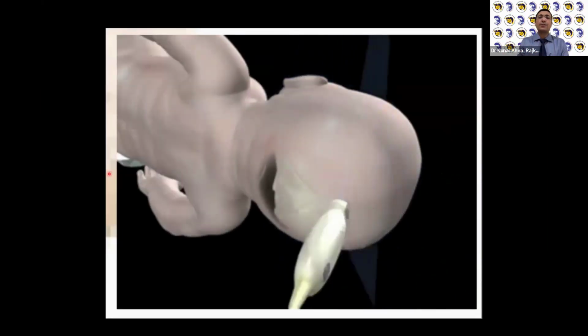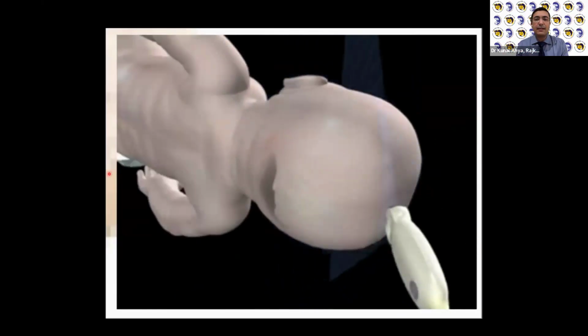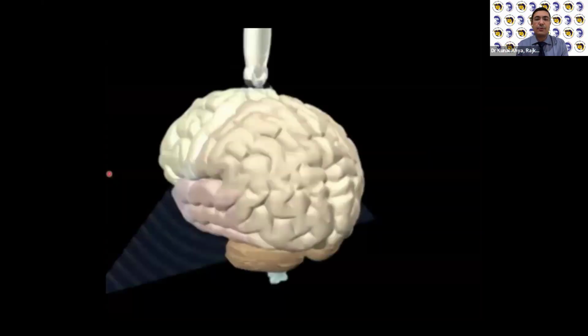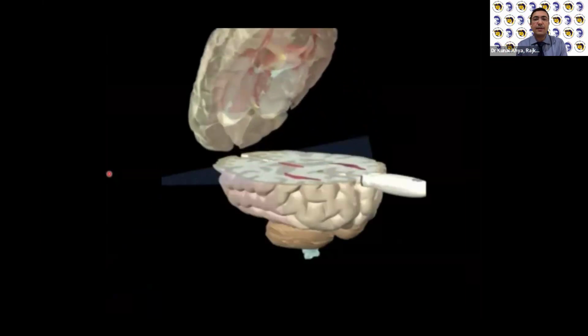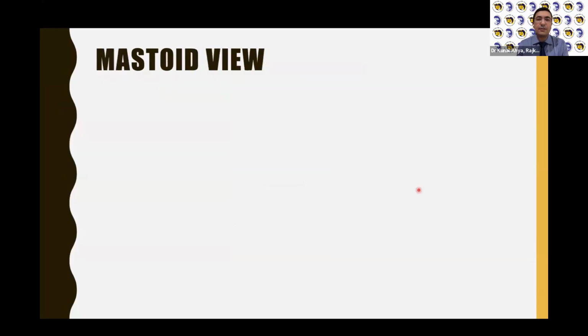So now these are the posterior views. I won't go into much detail, but here you keep your marker on the right side and you keep the probe on the posterior fontanelle, twisting, and this is how the brain opens, and you will be able to see structures like the anterior interhemispheric fissure, occipital lobe, lateral ventricle, and the third ventricle. Okay, so sometimes when you don't get a clear picture on the entire frontanel, you can look for the third ventricle or the more posterior areas, occipital areas, through the posterior view.